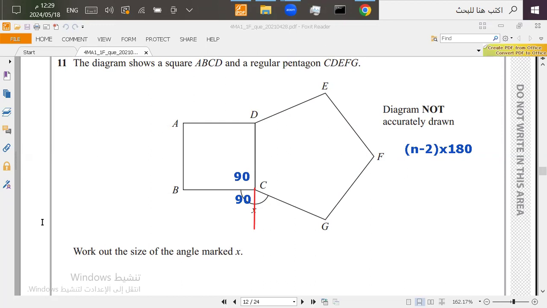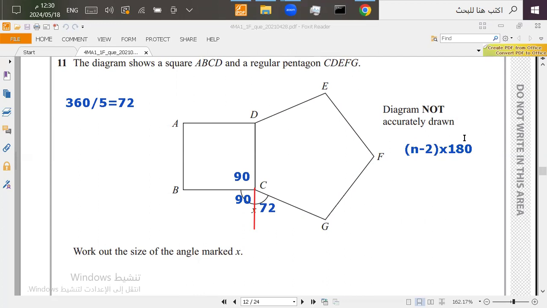But I want to give you the easier way, which is you already know that the exterior angles add up to 360. So take 360 divided by the number of sides, which is 5, and you'll get 72, which is the exterior angle of a pentagon, because it's a regular pentagon. Now, this method works only with regular shapes. The shape has to be regular so you can find the exterior angles. So this one is 72.